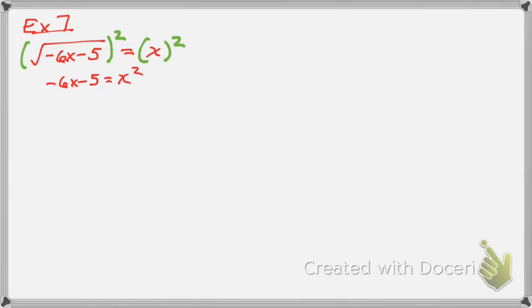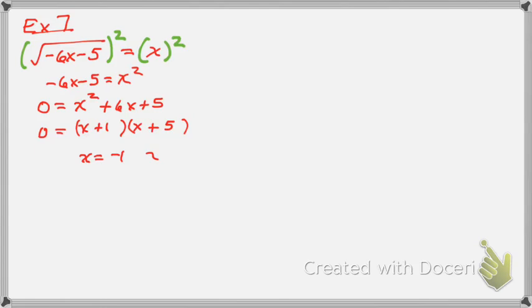Now what? Okay, move everything over. I always try and keep the x squared positive. So plus 6x plus 5. Yep. Okay, what multiplies to give me 5, but adds to give me 6? 1 and 5. Okay, so x will equal negative 1, and x will equal negative 5.